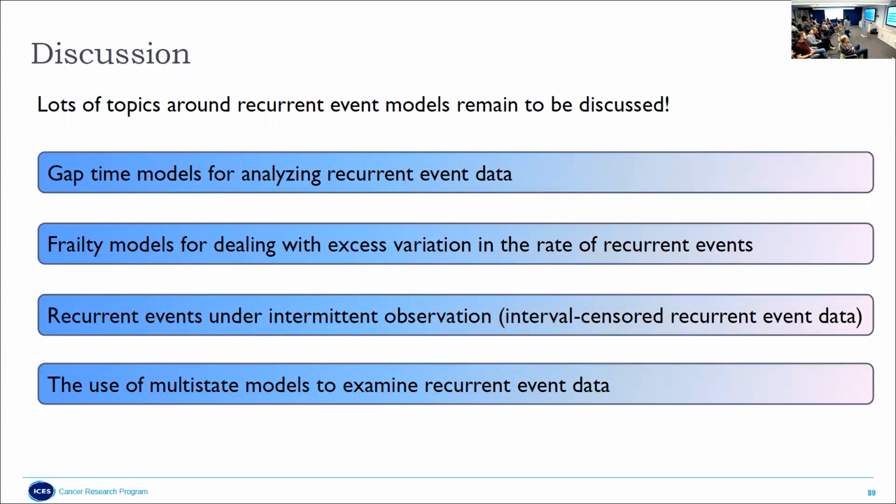There's so much to this. We didn't talk about gap times at all. We didn't talk about frailty models and how to account for heterogeneity. There's also the concept of intermittent observation, when, for example, you don't know exactly when the ED visit happened, which can happen with dirty data. And then the use of multi-state models to analyze recurrent event data. So all these things are possibilities, things to talk about for another day.